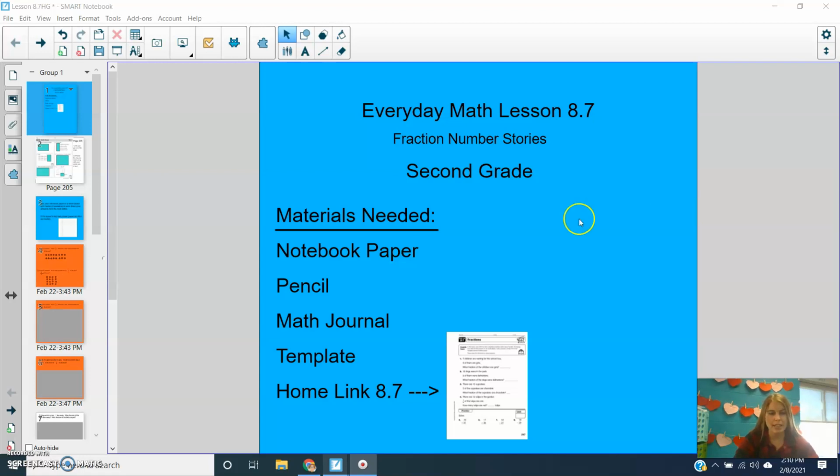The materials that you'll need today: notebook paper, pencil, math journal, your template, and Home Link 8.7. If you don't have that Home Link, that's okay, then you can answer the questions in either your whiteboard or in a notebook. Let's get started.